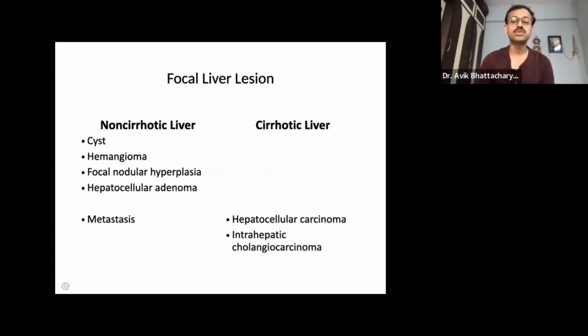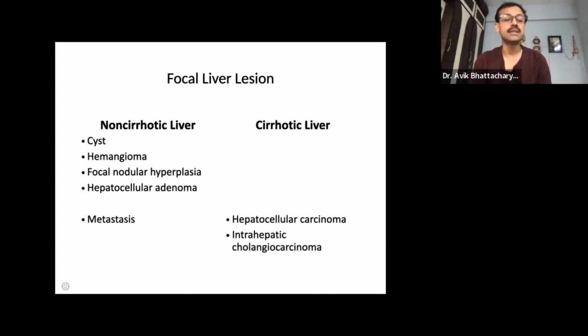Mostly, if we talk about a focal liver lesion in a non-cirrhotic liver, then there are mostly benign lesions, which are cyst, hemangiomas, FNH or focal nodular hyperplasia, and hepatocellular adenomas. They may also be seen in a cirrhotic liver, where we classify them as LIRADS 1, LIRADS 2, even LIRADS 3. However, they are much lesser in number. They are mostly seen in non-cirrhotic liver.